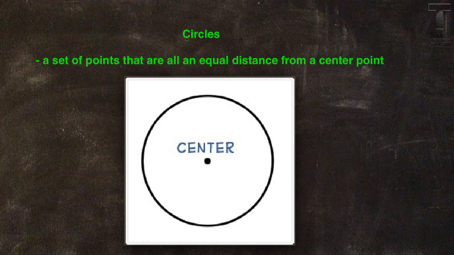So first, let's talk about what a circle is. A circle is just a set of points that are all an equal distance away from a center point. Pretty simple.